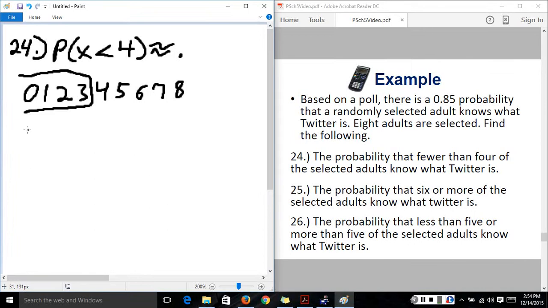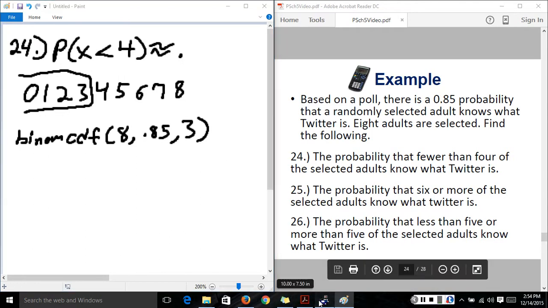If you recall the table we made in previous video, we can use binomial CDF, and the calculator will find the cumulative probability for us. It will count the probabilities right on up. So 8 trials, 0.85 success rate. And the last number is where I want the calculator to stop. So the calculator will start at 0 successes and keep counting up. We want it to stop at 3. Now I'll find that using technology.